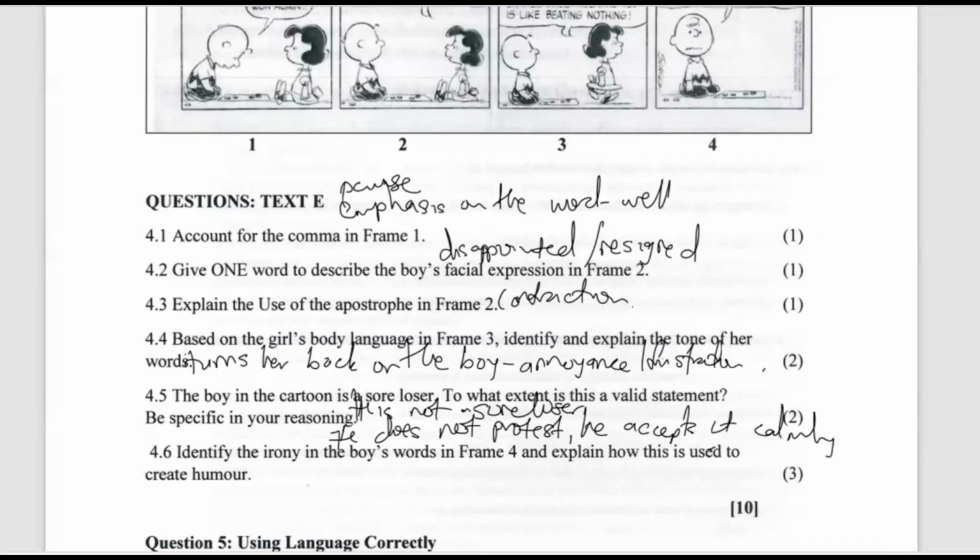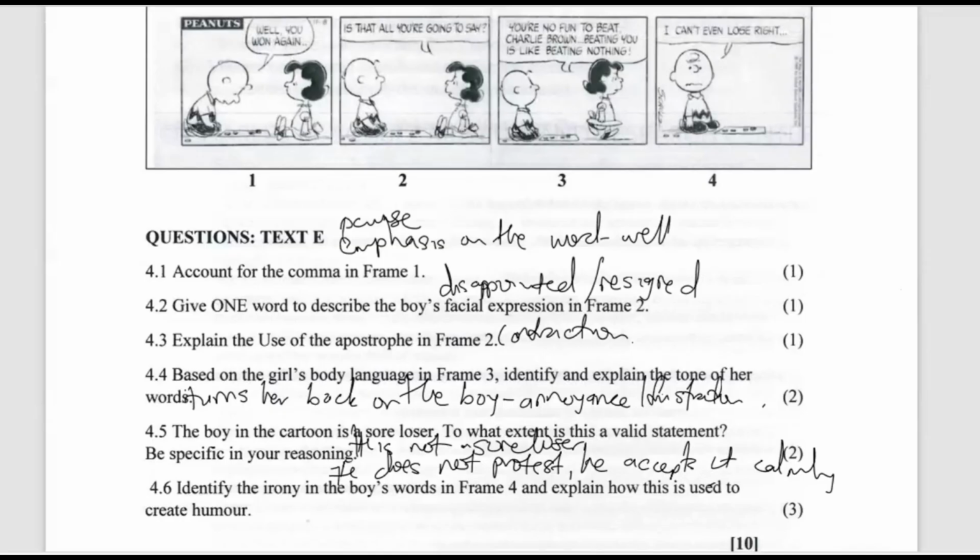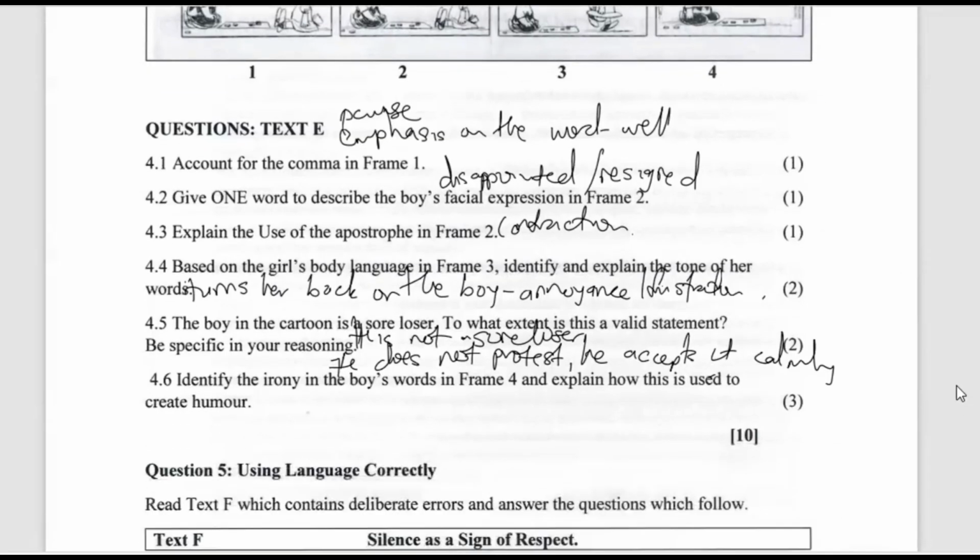Identify the irony in the boy's words. Let's quickly check what he said in frame 4. I can't even lose, right? He says. I believe one of the things that this is showing us is that he expects the girl to be happy because she is beating him. But instead, she accuses him of taking the fun out of the game because he's not a sore loser. That was the irony. She expects him to be a sore loser, but he's not.